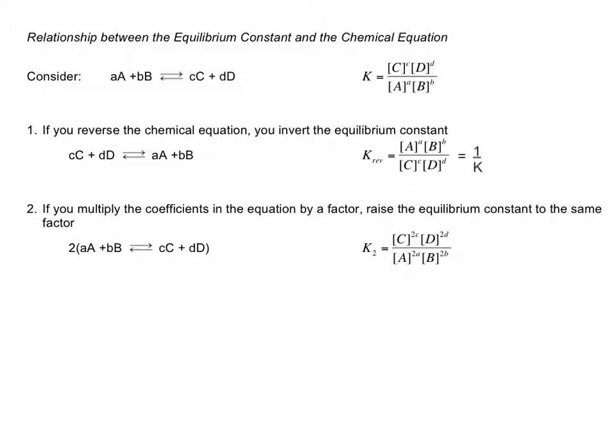All right, the second is that if you multiply the coefficients in the equation by a factor, you raise the equilibrium constant to the same factor.